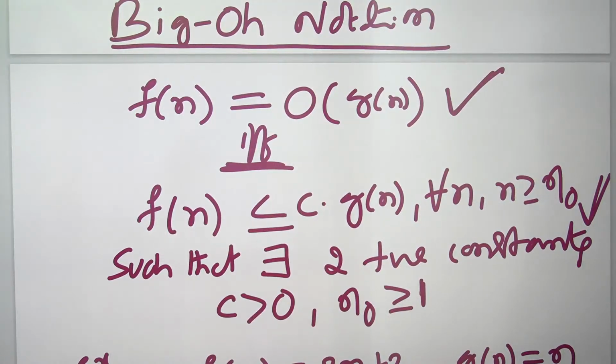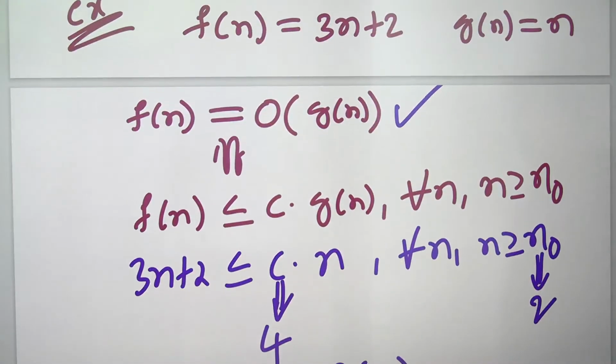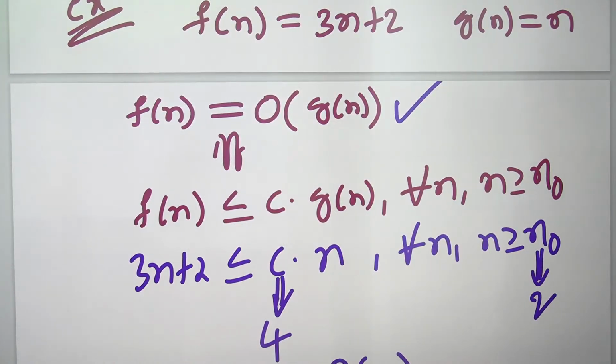So first, what is big O? Big O definition I have written. If you want to say f of n is big O of g of n, you have to prove that f of n is less than or equal to some constant c into g of n, for all n greater than or equal to n0, such that there exist two positive constants c greater than 0 and n0 greater than or equal to 1. That is the definition. After the definition, I took the first example: f of n is 3n plus 2, g of n is n.